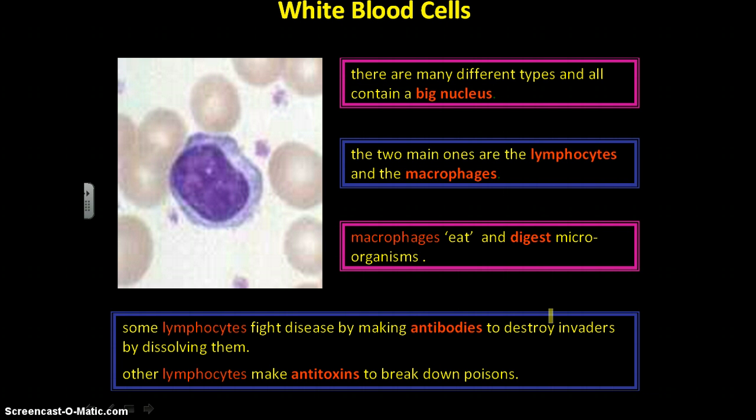Some lymphocytes fight disease by making antibodies to destroy invaders by dissolving them. Other lymphocytes make antitoxins to break down poisons. So again, this is all part of your defense mechanism for attacking things that enter your bloodstream that aren't supposed to be there.